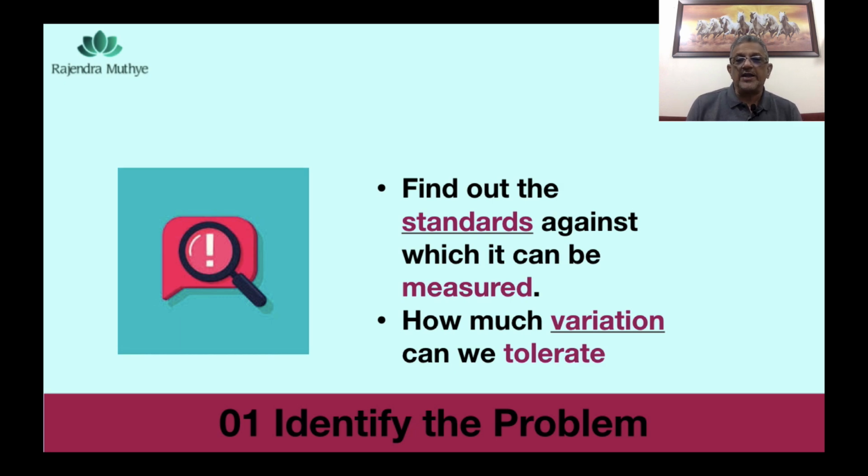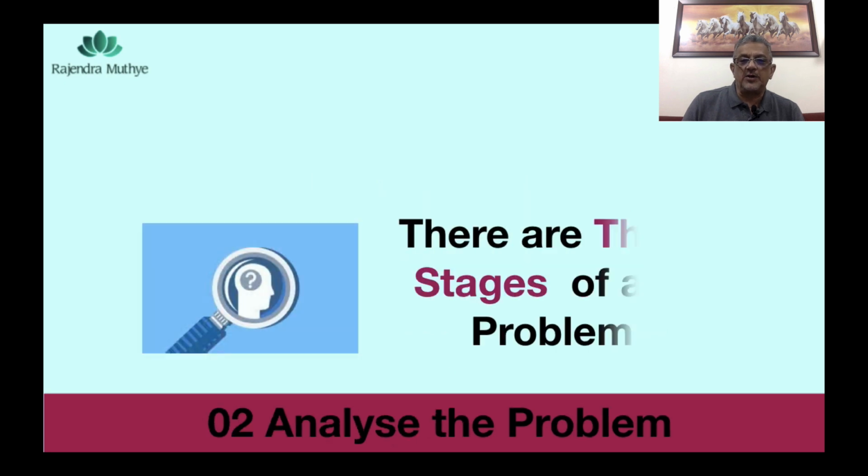That is what is identifying the problem. The standard against the variation. How much toleration can I give? In certain areas, the toleration is large. In certain areas, the toleration is very, very stringent, right? It depends on what. That is what it is to identify the problem.